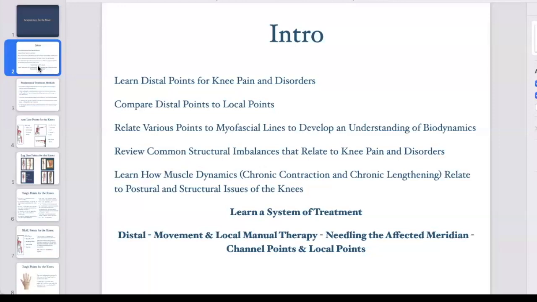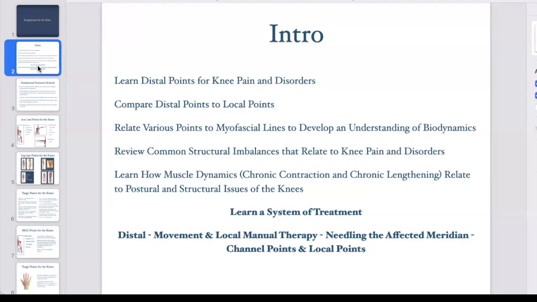So we're going to start with the distal points and what distal point we can use. And then we're going to go into movement and local manual therapy. So once we do the distal point, we're either going to want to have the patient move the affected area or provide local manual therapies like acupressure and assisted movement. Now, after that, we can needle the affected meridian as well.